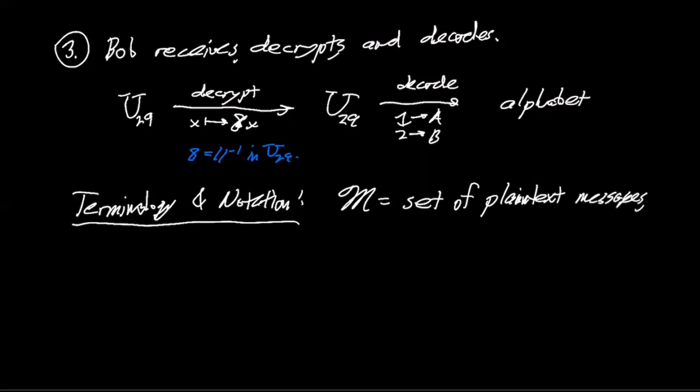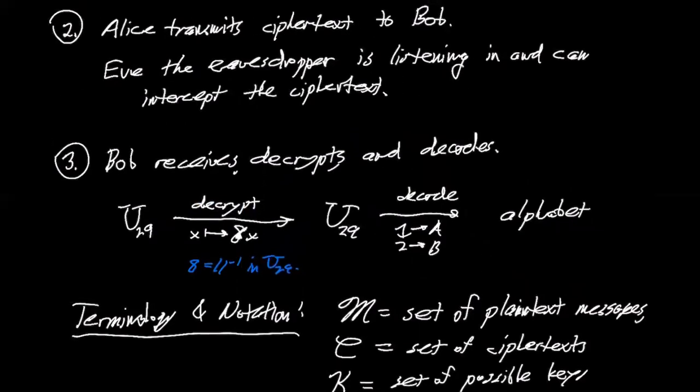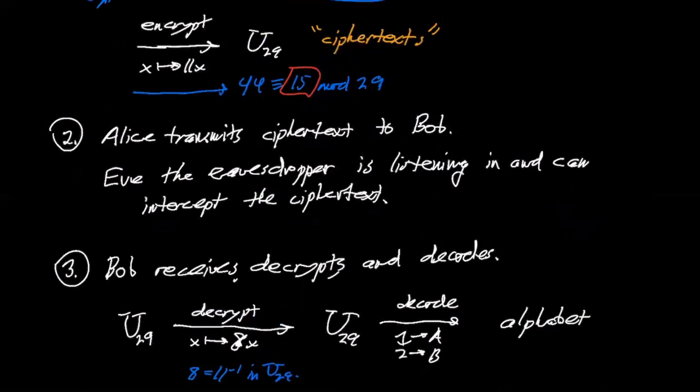You have C, which is a set of ciphertexts. And you have K, the key space, a set of possible keys. I'll explain what a key is in a second. Actually, I can just go back up here and explain this. Up here, this 11 is the key, right? Because that was what we used to multiply by.